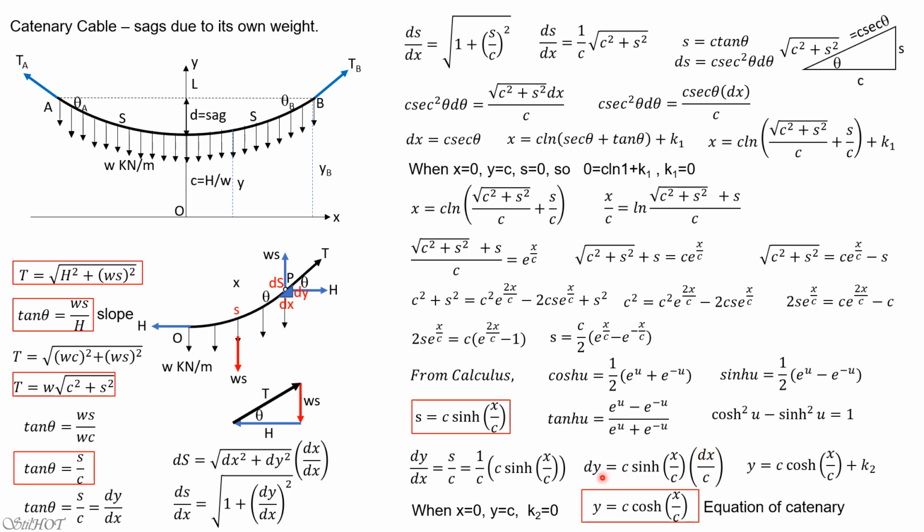And of course, we can easily evaluate the integral because the integral of sine hyperbolic of u is simply cosine hyperbolic of u. So in this case, y equals c cosine hyperbolic of u, and u is x over c plus the constant k2. Then let's show that k2 is 0 because when x is 0, y is c. So this is c equals c cosine hyperbolic of 0. Cosine hyperbolic of 0 is 1. So c minus c is 0, so k2 is 0. So therefore, the equation of the catenary is y equals c cosine hyperbolic of x over c. That's the equation of the catenary.